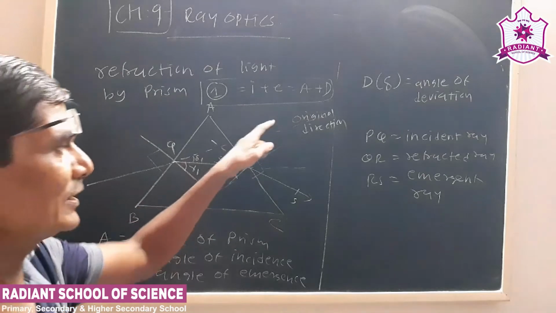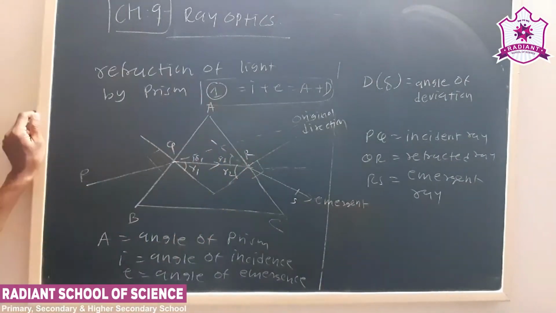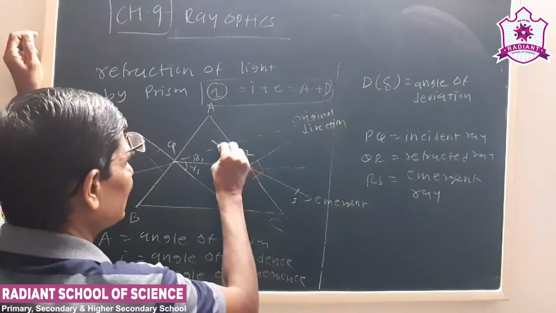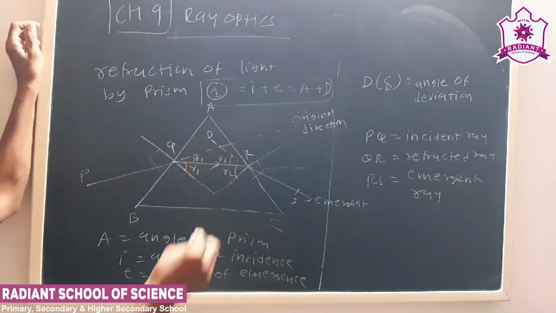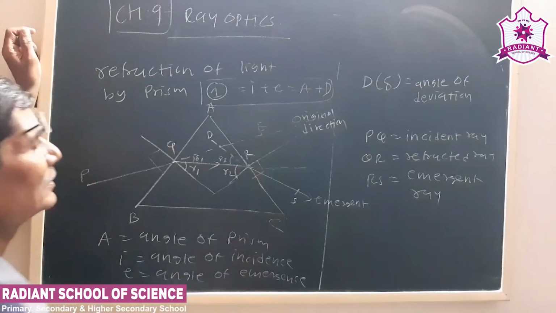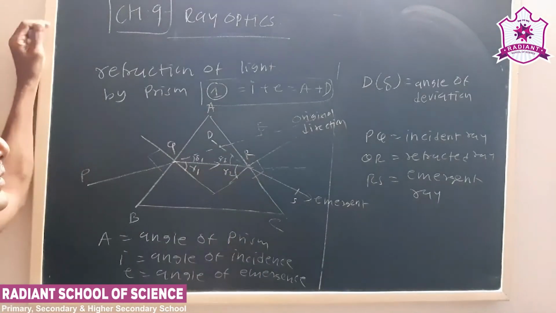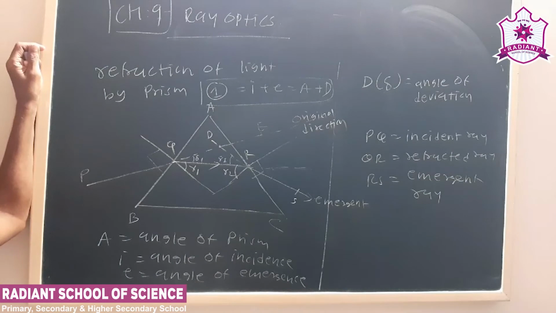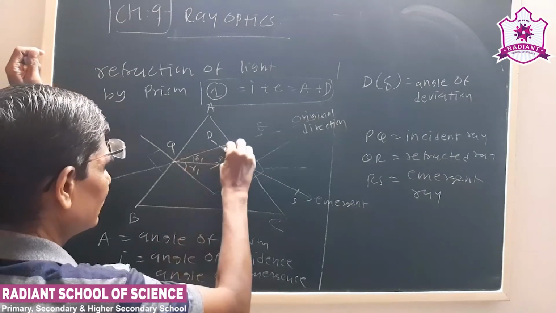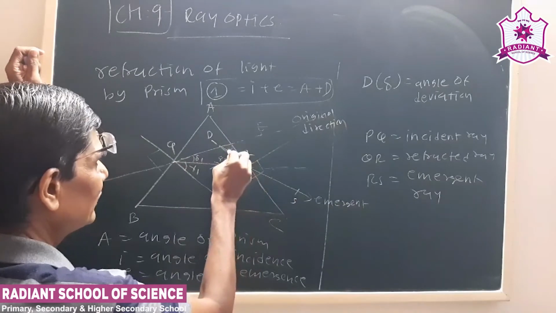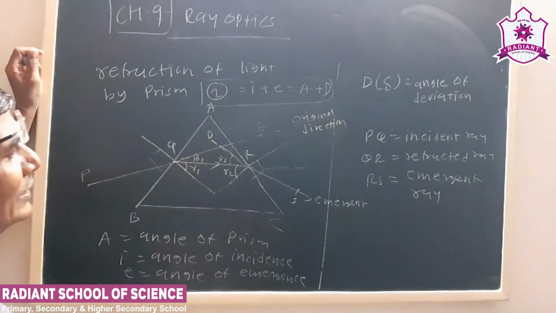Now this is the original direction of the incident ray, and this is the emergent ray. See, the angle between the original direction and the emergent ray. Let us say I name this point D, and this point R, for my convenience. Now this angle EDR or EDS has become an exterior angle. You can easily check, this is a triangle and this forms a linear pair.